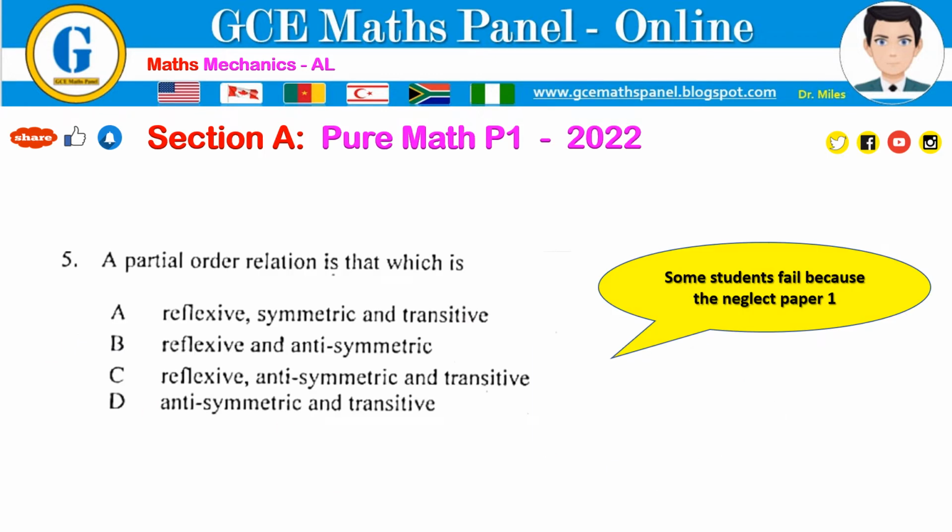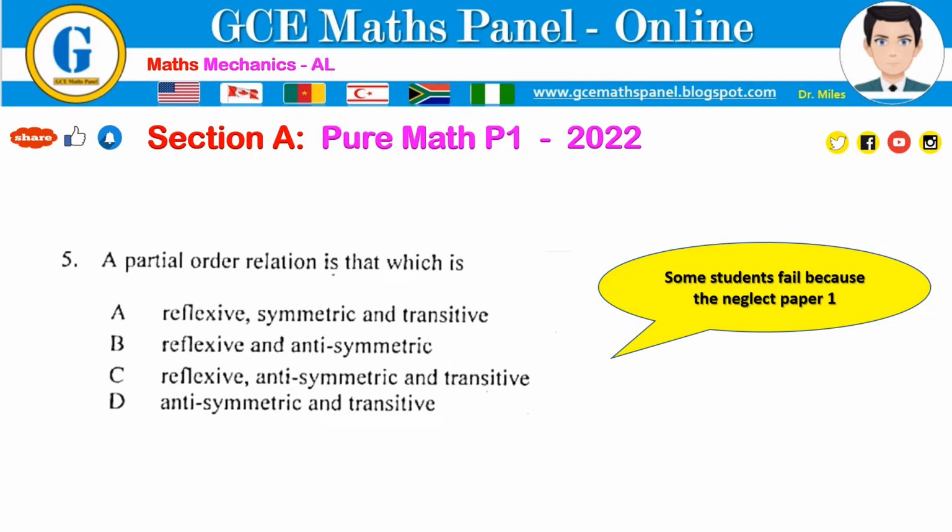Question 5 reads: a partial order relation is that which is. The first thing I would like to mention here before answering this question is, many students fail because they neglect paper 1. Even if paper 1 is carrying just 20%, that 20% is not small. That's a whole lot, because you go and focus on paper 2 and paper 3. Paper 2 carrying 50%, yes, and paper 3 carrying 30%. What about paper 1? That 20% can make a powerful or an impactful change in your life. So guys, focus on everything, don't focus on a single paper. Start working in time, don't wait till the end.